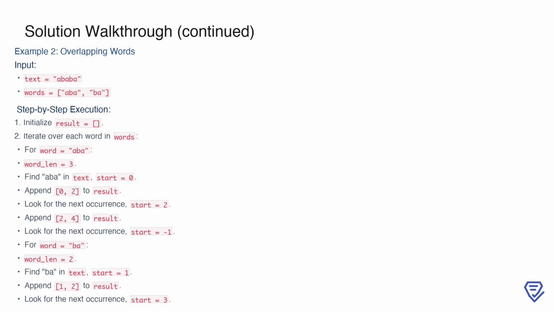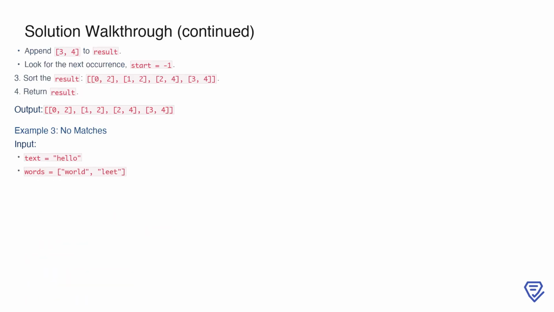With no additional occurrences, we move to the next word, "BA". For "BA", which has a length of 2, we find its first occurrence at index 1. The first pair we form is [1, 2], which we add to result. Looking further, we find another match starting at index 3, creating the pair [3, 4], which is also added to result. At this point, there are no more occurrences of "BA".